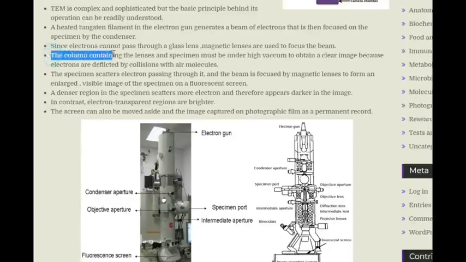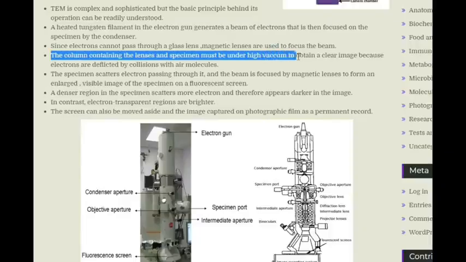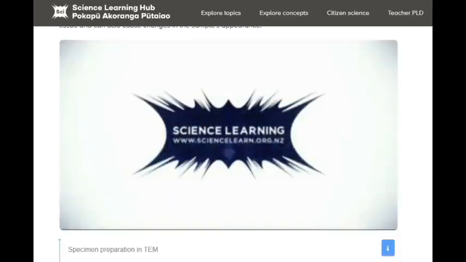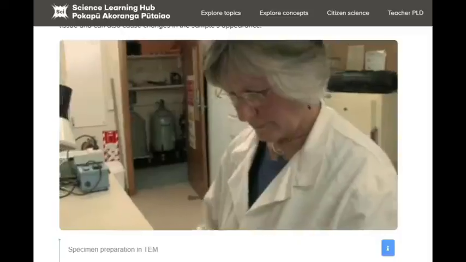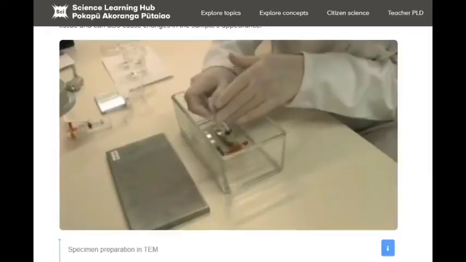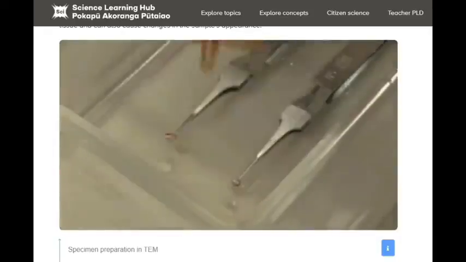The column containing the lenses and the specimen must be under a high vacuum to obtain a clear image, because electrons are deflected by collision with air molecules. The environment inside an electron microscope is incredibly hostile to the living cell, so it needs to go through quite an elaborate process to enable it to survive that hostile environment.